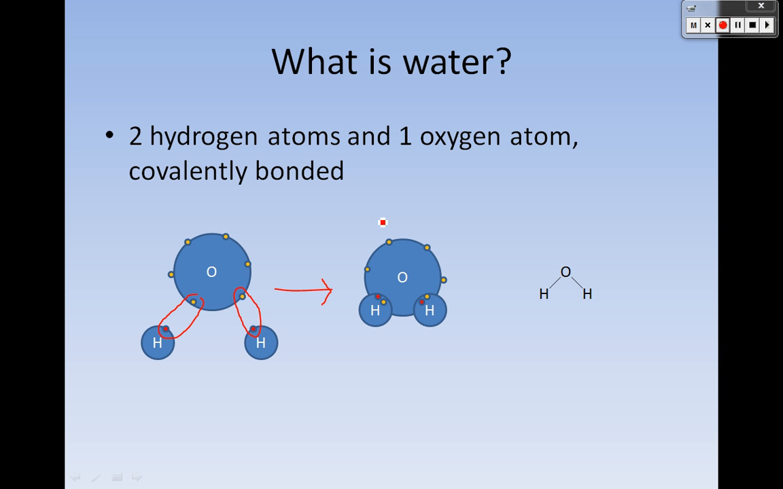And so we can draw it this way. This is called a space-filling model. Or we can draw it this way, where we just kind of draw little lines. And so in class often I'm going to draw it this way because it's easier and why bother. And you'll notice that water has this kind of bent shape.